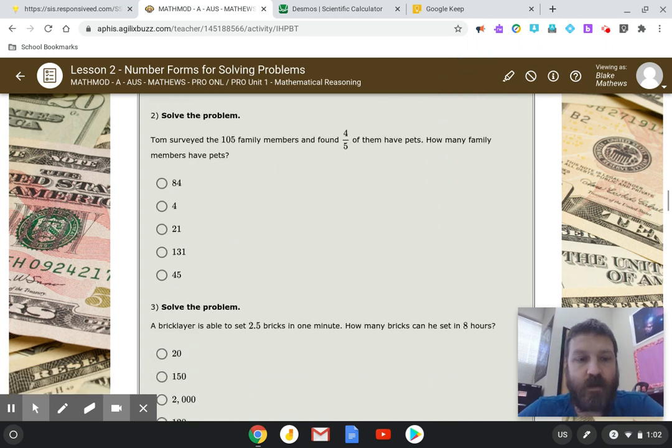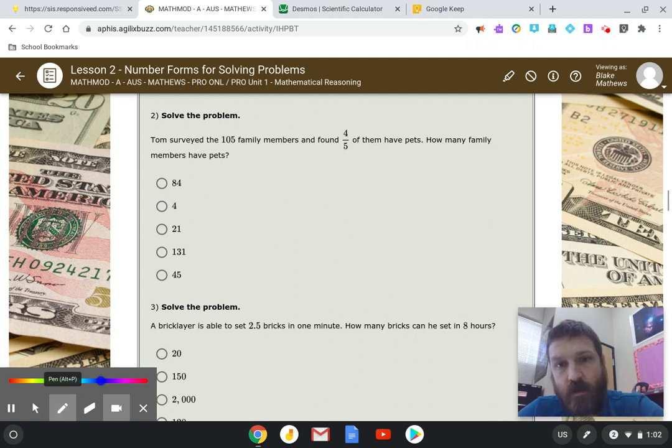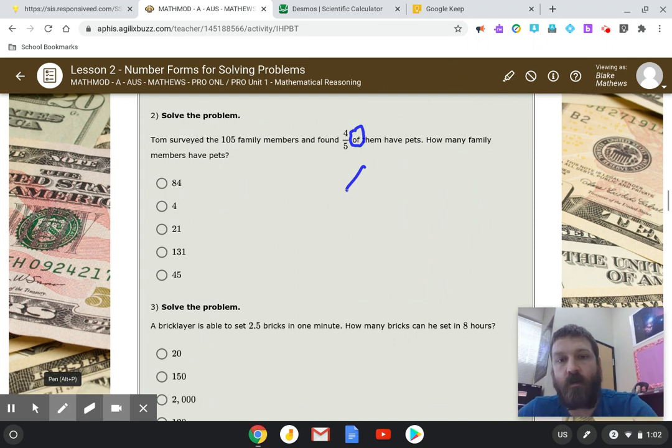Tom surveyed 105 family members and found that 4/5, or 4 out of 5, of them have pets. How many family members have pets? The key word here is of. Of is a word for multiplication. So we're going to be multiplying the number of family members times this fraction.